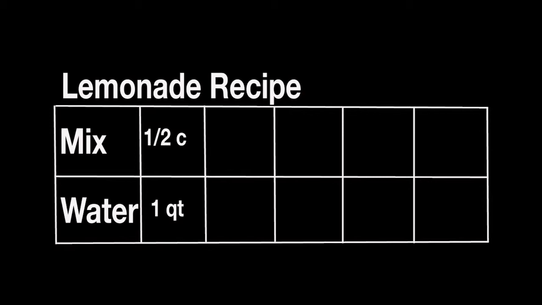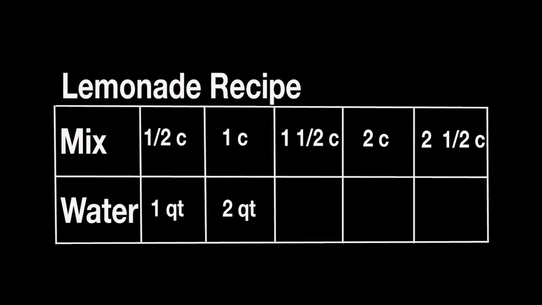We know that a half a cup of lemonade mix is combined with 1 quart of water. The top row of the table can be filled in by adding an additional half cup of lemonade mix in each cell. On the bottom row, we add 1 additional quart of water until we get to 5 quarts. So, as you can see, we need to use 2½ cups of lemonade mix to make 5 quarts of lemonade.